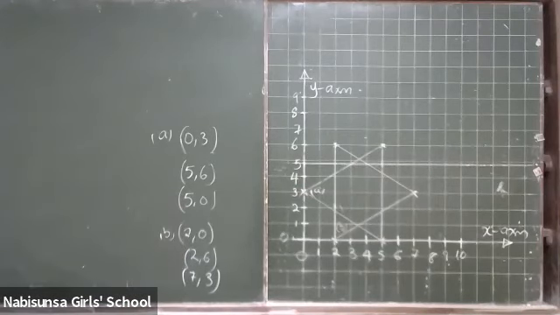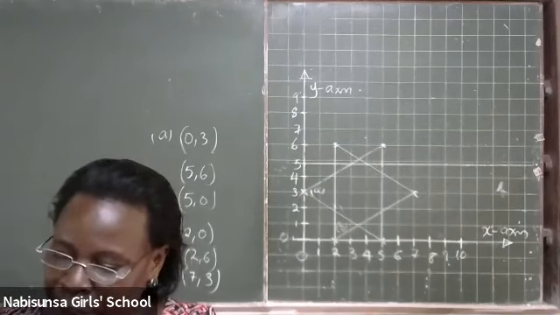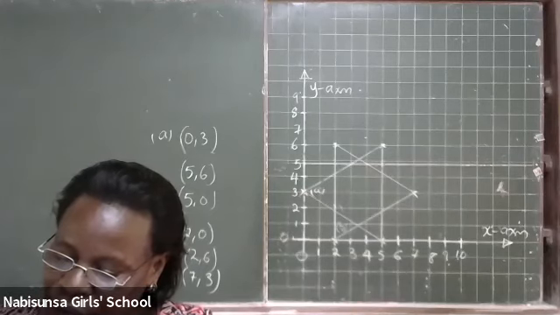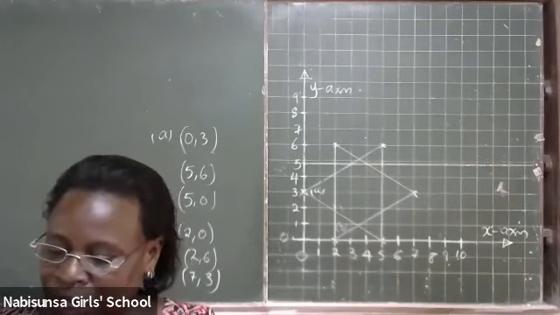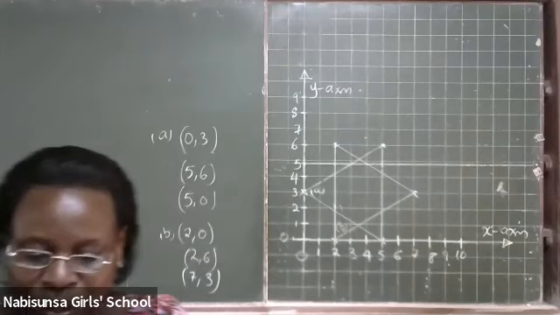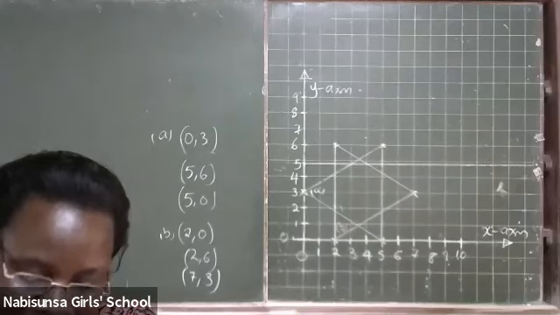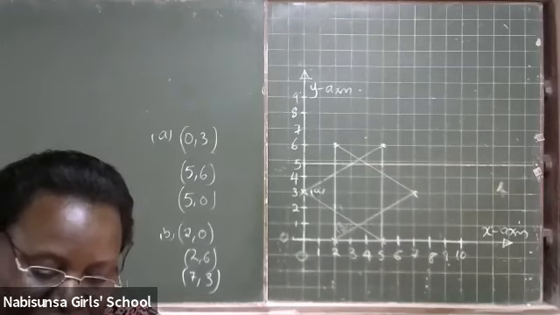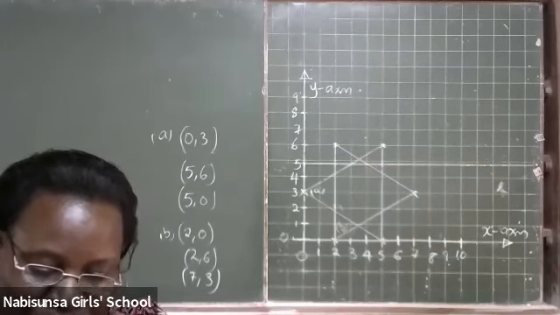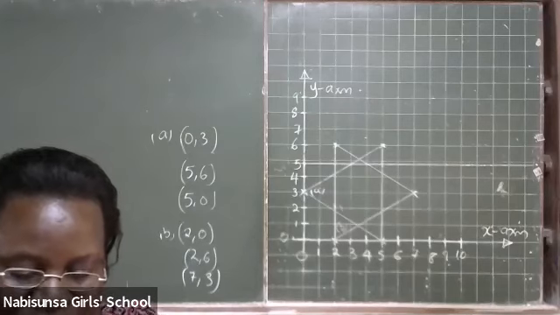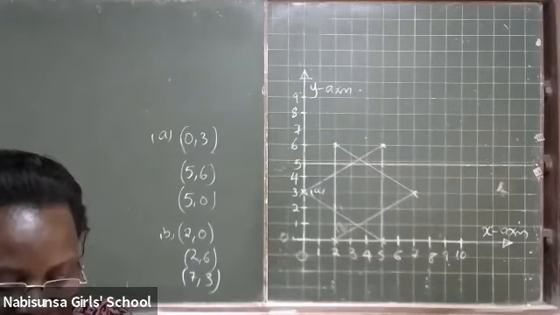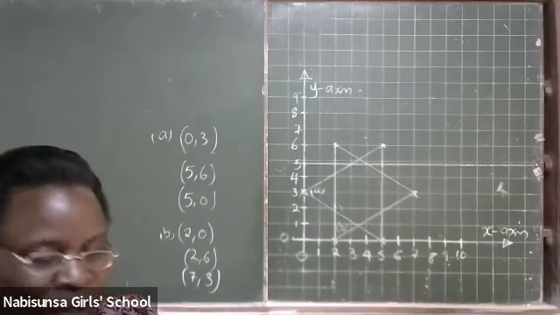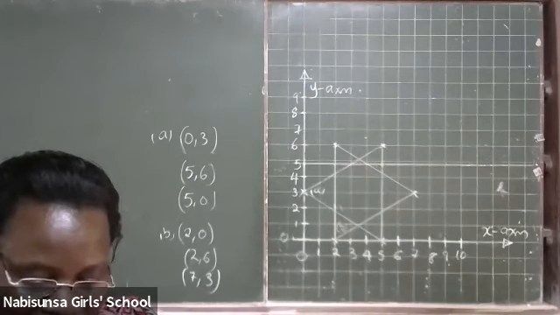The question is, use the graph paper to join. We have part A, then part B. Part A, join the points 0, 3, 5, 6, 5, 0 to draw a triangle. That is part A, right? Then part B, on the same diagram, join the points with the coordinates 2, 0, 2, 6, and 7, 3, meaning that you are using the same graph. Where you drew the first triangle is where you are drawing the second triangle, and the points are given.